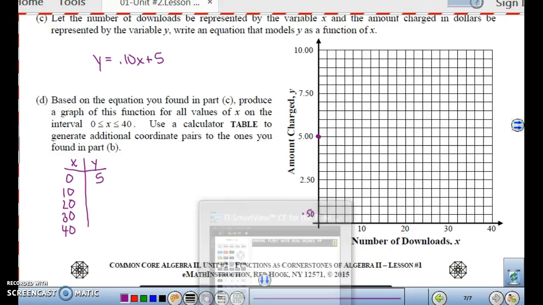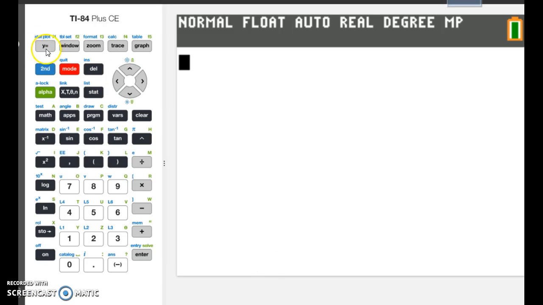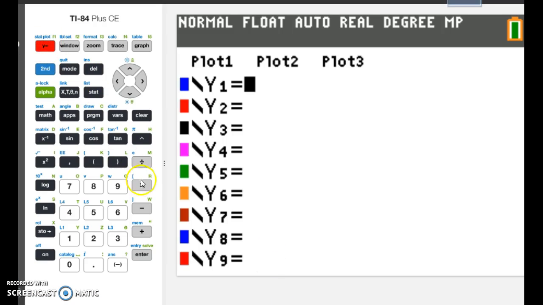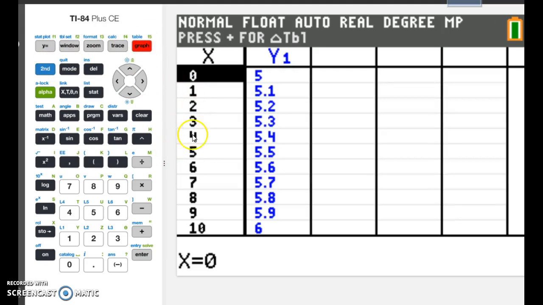So here's what I'm going to do. I'm going to get out my calculator and go to y equals. Remember your y equals screen here. You put in 0.10x plus 5. So there's your equation. Now for my table, you press second and graph and go to your table. This is all by ones, but I want it to be by tens.